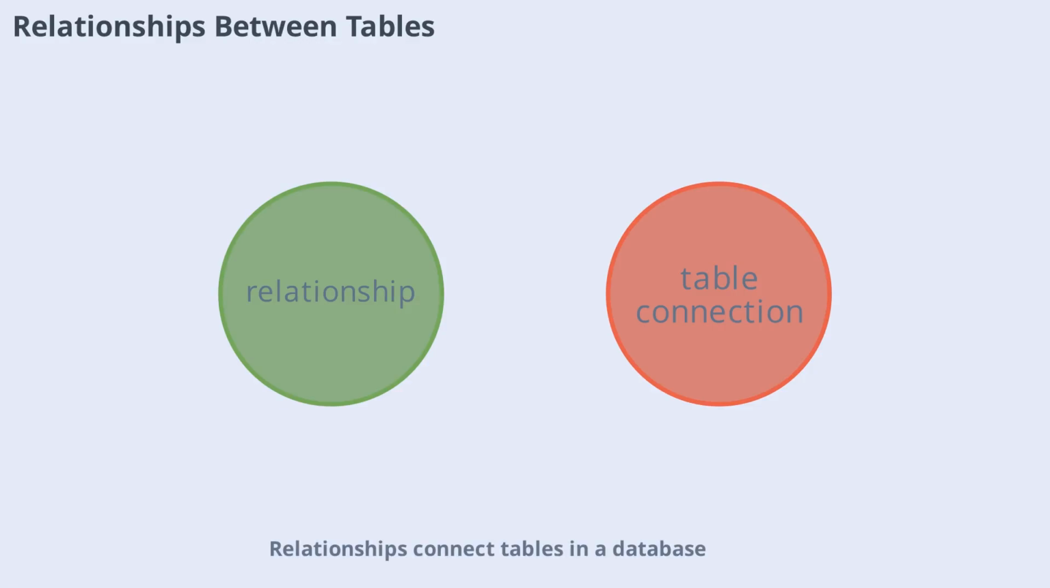Relationships connect tables in a database, allowing data to be linked and queried across multiple tables. The main types are one-to-one, one-to-many, and many-to-many relationships. These relationships are established using keys and are essential for modeling real-world scenarios, like linking customers to their orders or students to their classes.